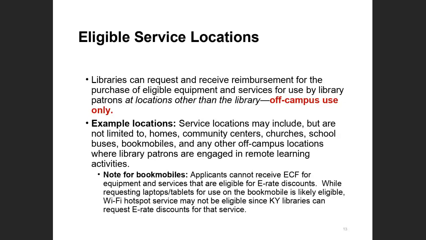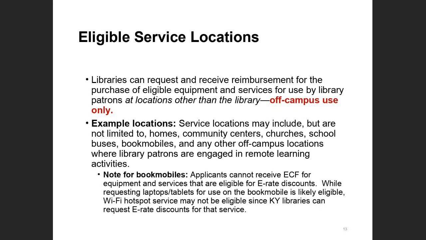Now here's where things really differ from the E-rate program. For the Emergency Connectivity Fund, the purpose is to help with remote learning needs, remote educational needs, where maybe the patron or the student doesn't have sufficient access at home. So that means that the services funded by the Emergency Connectivity Fund are going to be occurring off library property. Sometimes you'll hear the phrase off-campus use because this program is kind of dominated by schools, like E-rate. So it sounds a little bit funny, but basically we're talking about some other location than the library.